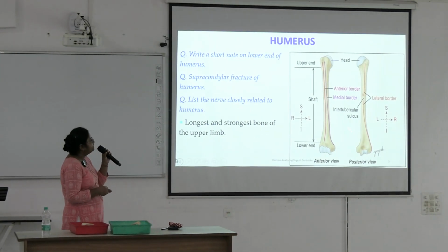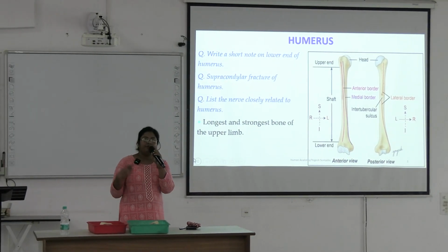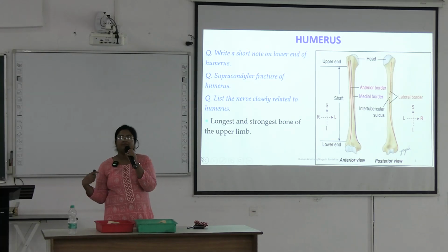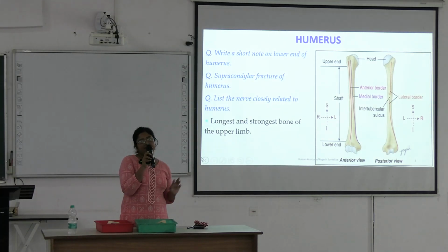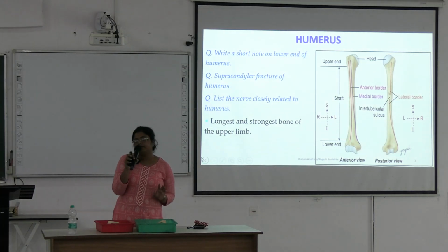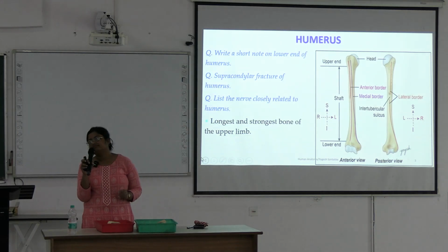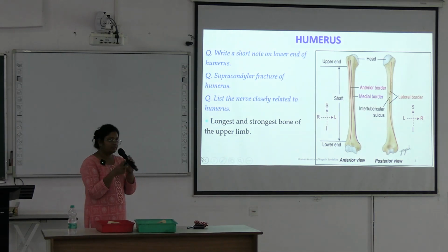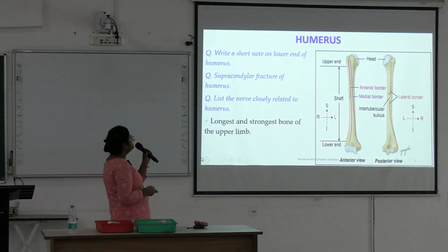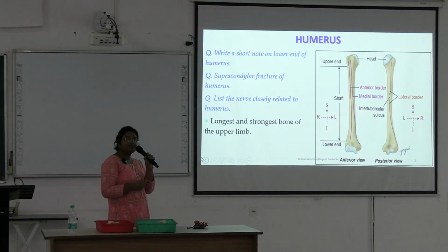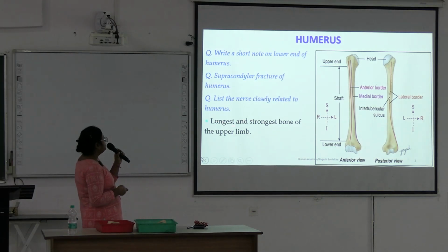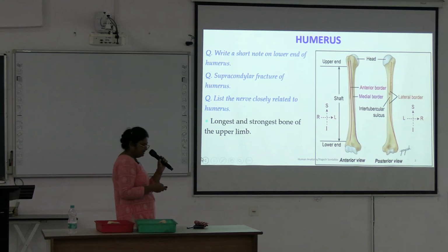Okay, so this is the humerus. Humerus is our bone of the arm. Silence everyone. Don't talk among yourselves. So humerus is the bone of the arm. It is the longest and strongest bone of the upper limb.